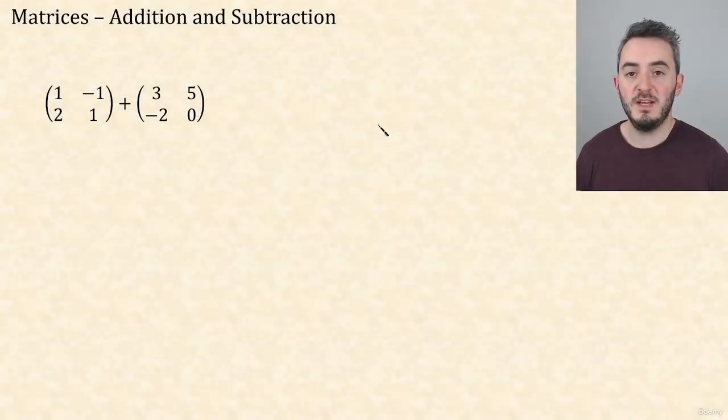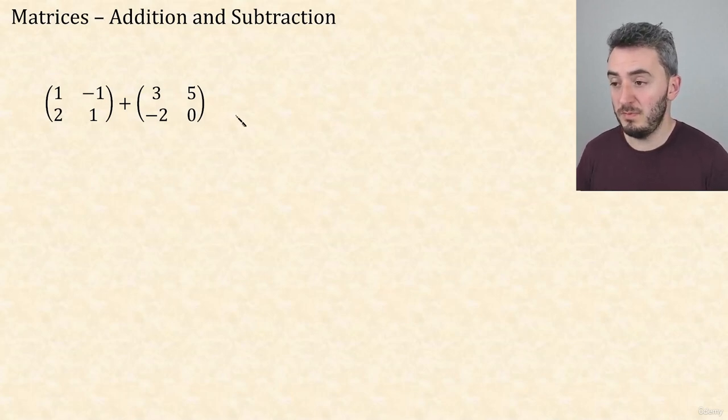In this video, we're looking at addition and subtraction of matrices. Now, this is a very, very easy thing to do. When you add two matrices together, all you are doing is adding one cell at a time.